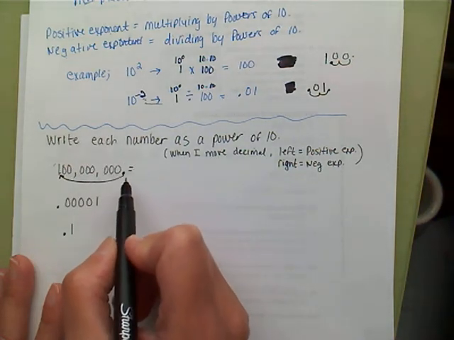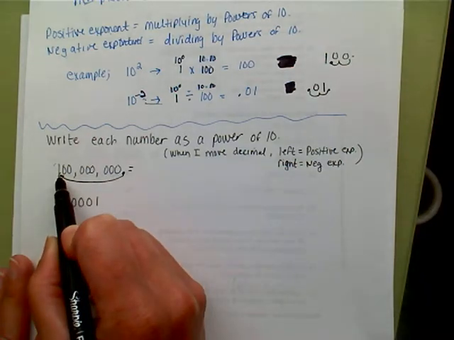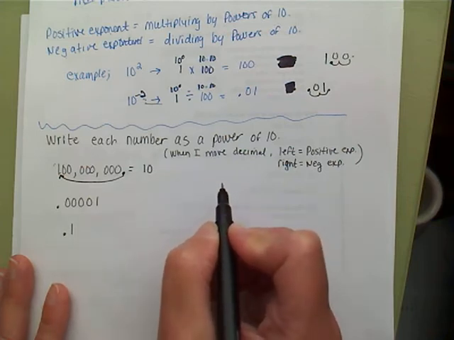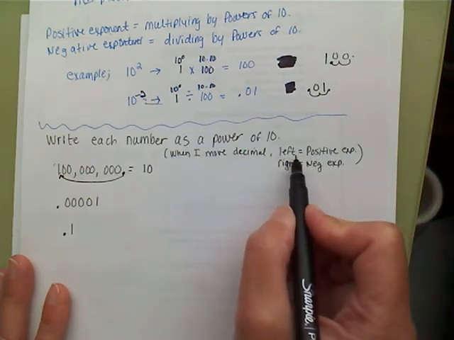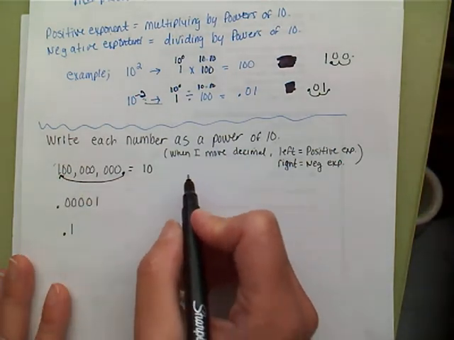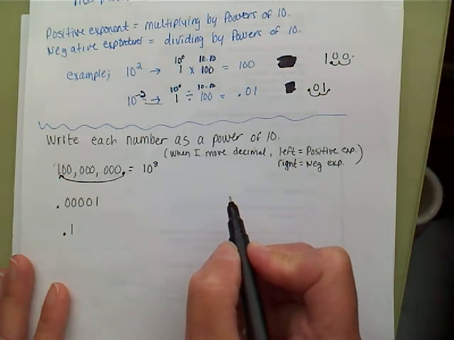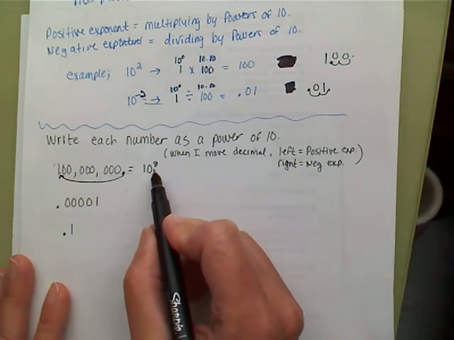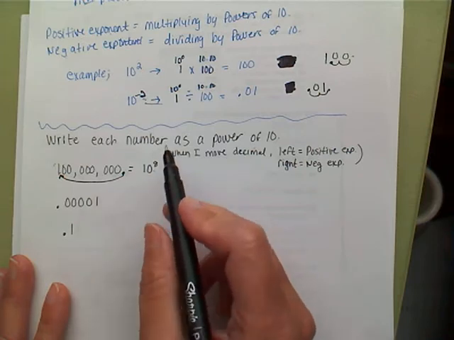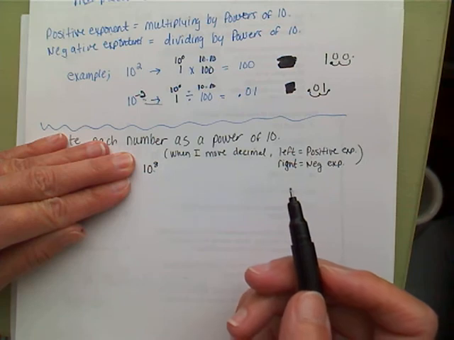So how many places do I move the decimal? Well, I move it 3, 6, 7, 8. So it's going to be 10 to the 8th power. I moved the decimal to the left, didn't I? I moved it to the left. So that means it's going to be a positive exponent. So it's going to be 10 to the 8th. And the reason why this is a positive exponent is because if I undo what I just did, if they give me 10 to the 8th power, what is 10 to the 8th power?